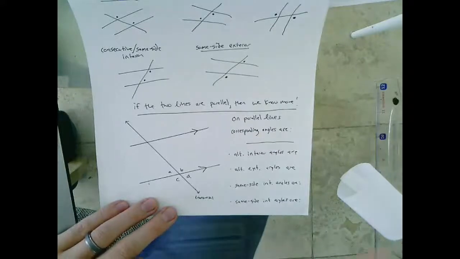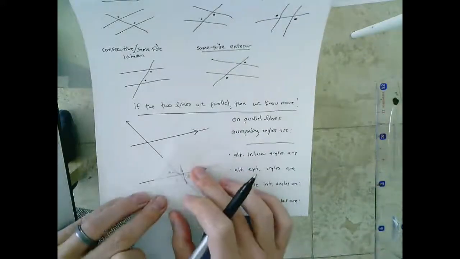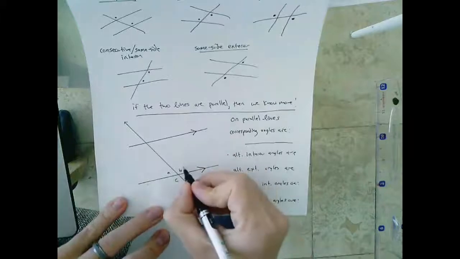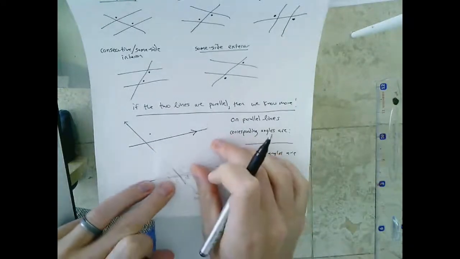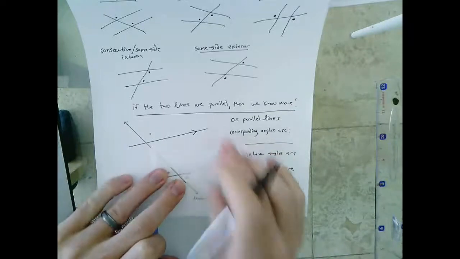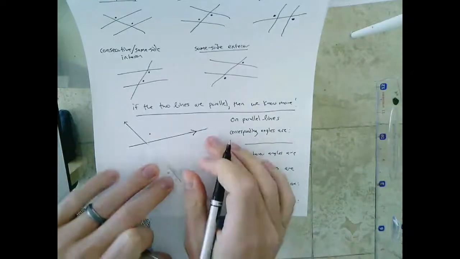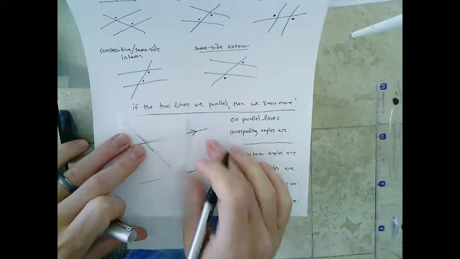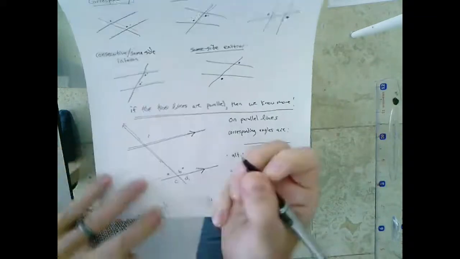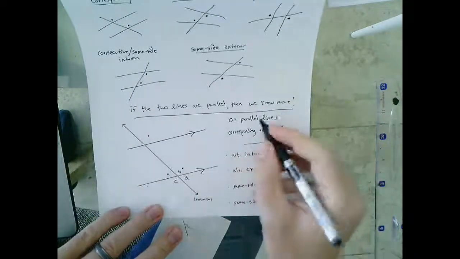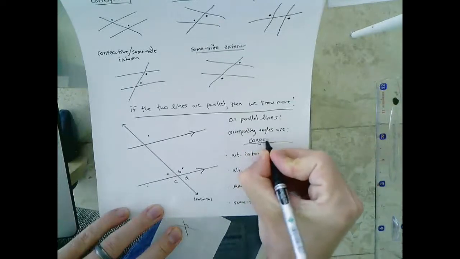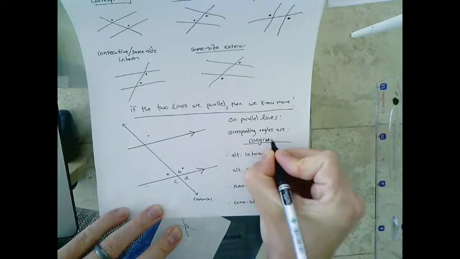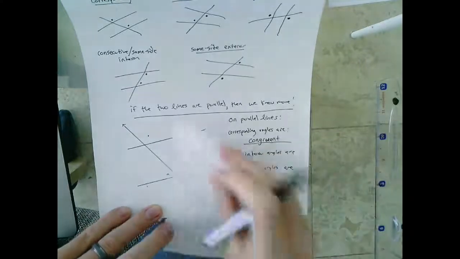So if you think about this a little bit, if I have B right here, I'm going to put a dot next to B. The corresponding angle for B is up here. And I think once we show this, we can see that this angle right here is congruent to its corresponding angle. And you will find that to be true for all corresponding angles. So on parallel lines, corresponding angles are congruent.